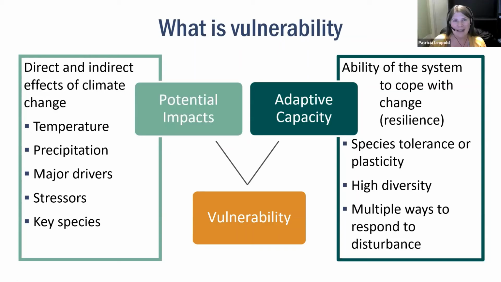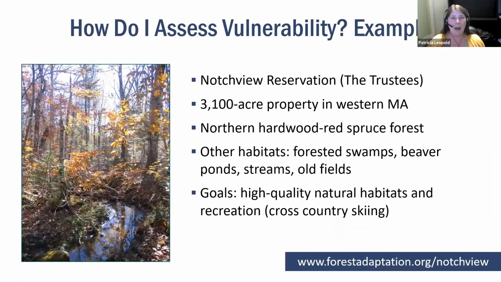Okay, perfect. So here is an example of how you're going to assess vulnerability. For this example, let's take a quick field trip out east. This is from a higher elevation site in western Massachusetts on the Notch View Reservation. This is a northern hardwood red spruce forest. It's about 3,000 acres with a number of high quality habitats, and it's a great place for recreation. So a lot of people go skiing there.